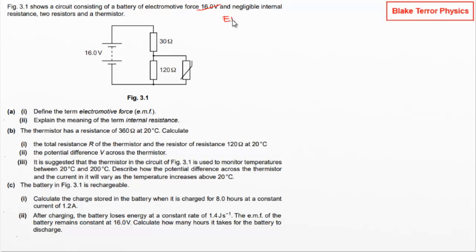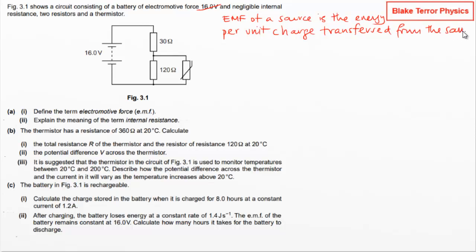So we can say the EMF of a source is, we've gone through this quite a lot, haven't we? Energy per unit charge, that's our voltage, joules per coulomb. Then we have to say where that's going from and to. So transferred from the source to electrical energy. So that one's all fine.